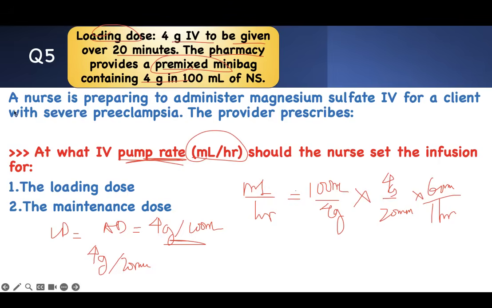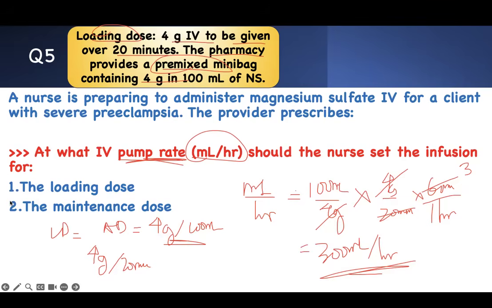All you need to do is cancel. 20 minutes will go into 60 minutes 3 times. 4 grams will cancel 4 grams. And now you have 3 times 100, which is 300 ml over an hour. This is our loading dose. Why is the number that high? Because it's the loading dose. You want to give it as fast as possible, 300 ml over an hour. And that is the loading dose. You're done. Straightforward. No confusion here.